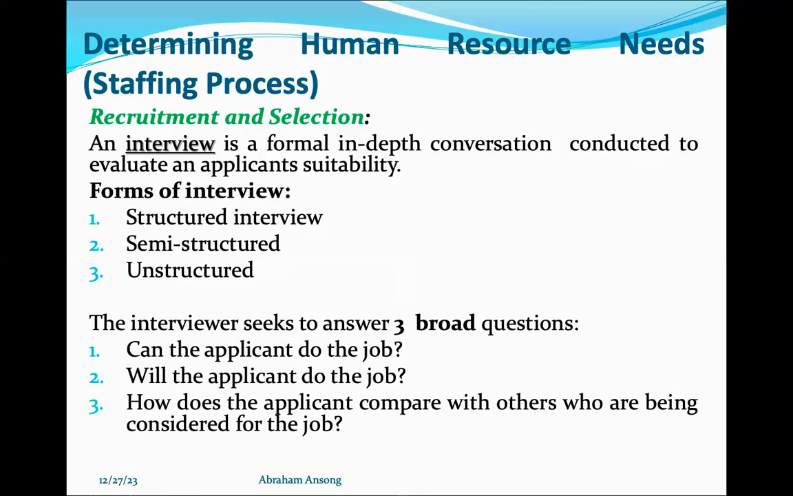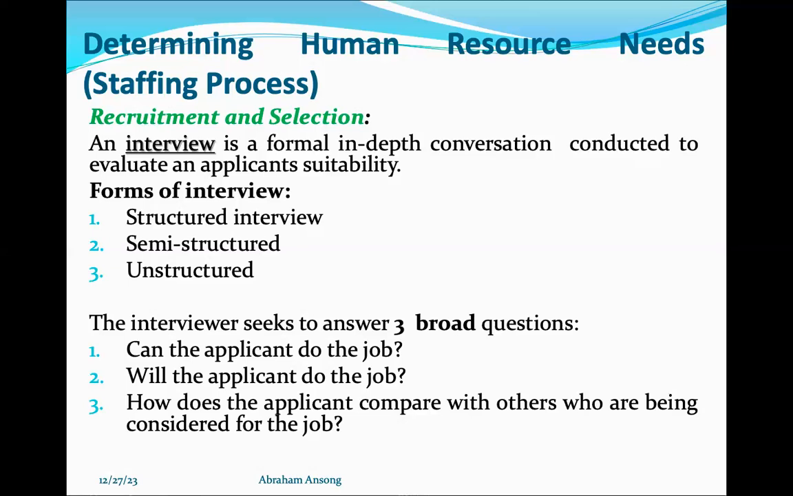All right. Then we have the semi-structured. This is where the interviewer, beyond the written questions, has the opportunity to probe further, most of the time based on the response of the applicant or the interviewee. They are able to interrogate their responses further. All right. So that is the semi-structured type of interview.